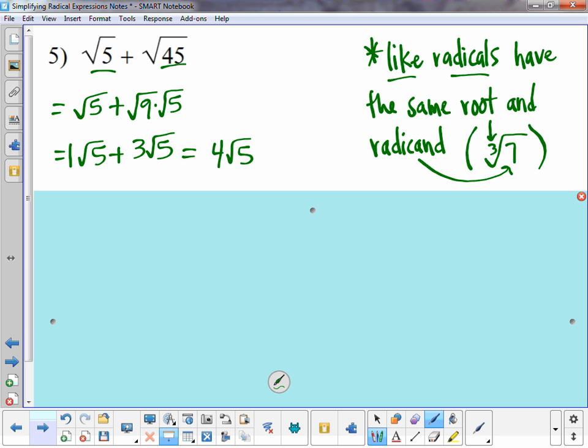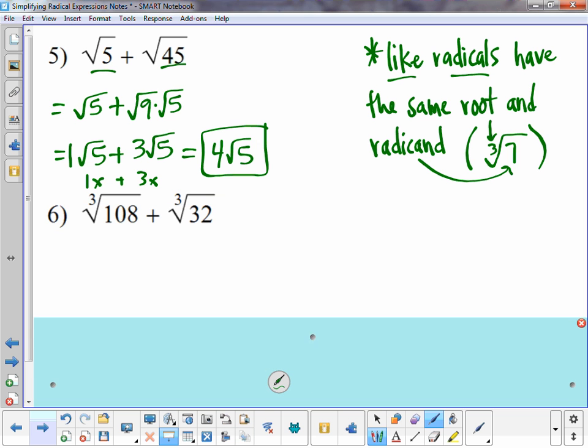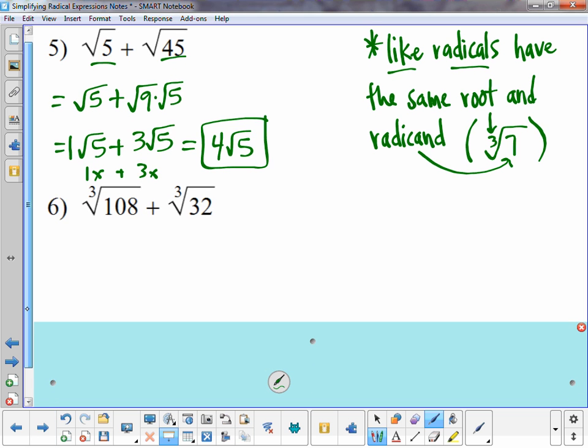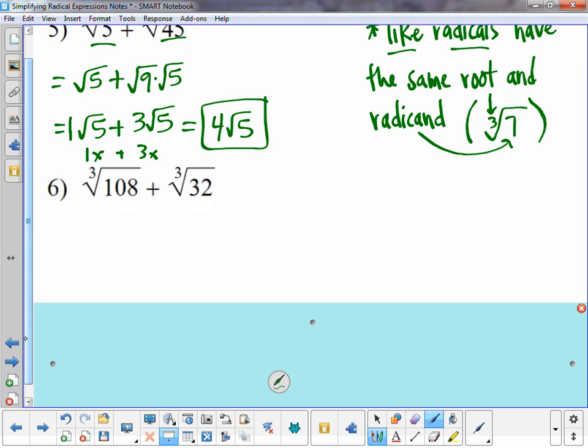4. Just like if this was 1x plus 3 x's, how many x's do we have? 4 x's, right? It's the same sort of thing. So 4 square roots of 5 is the final simplified answer. Okay? Questions on that one? Okay. Let's do number 6 now.